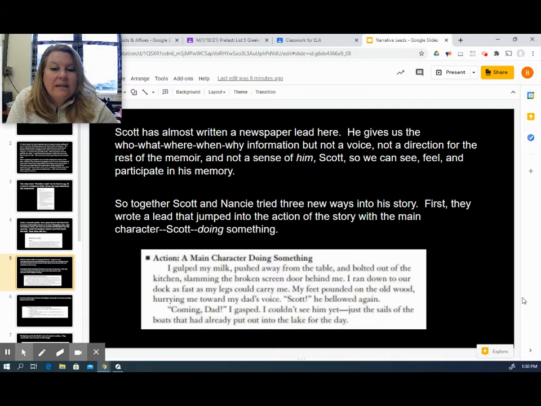First, they wrote a lead that jumped into the action of the story with the main character, Scott, doing something. So we would call this an action lead, and that's what you'll see on your reference page or in your notes. You'll see that after the typical lead, we have the action lead. And this is where your main character starts out by doing something. Follow along with me as I read.